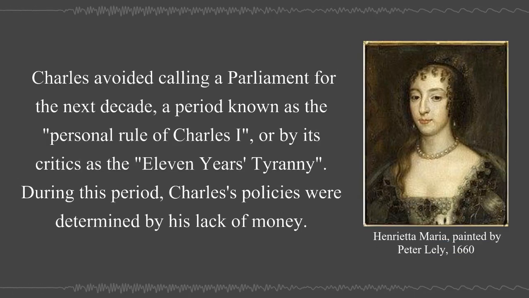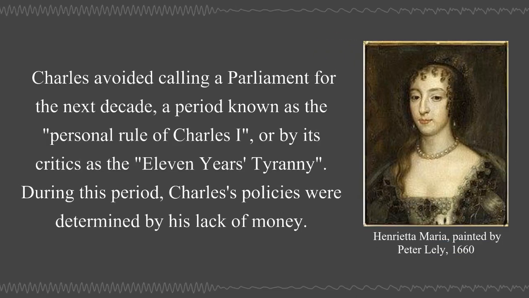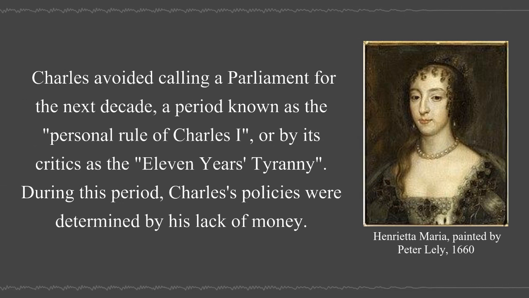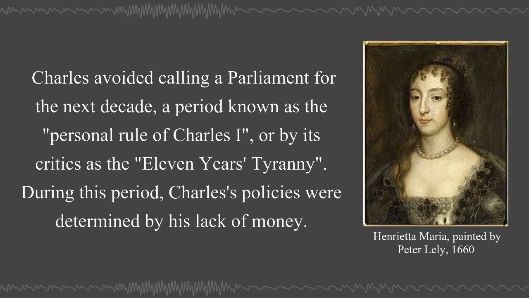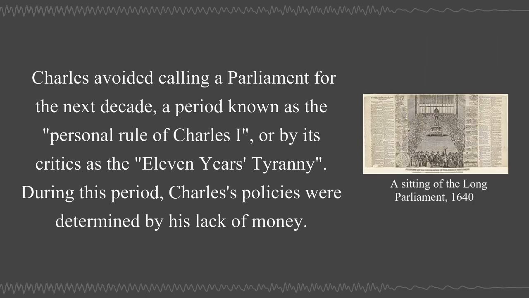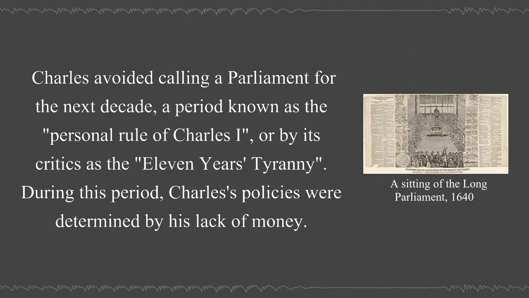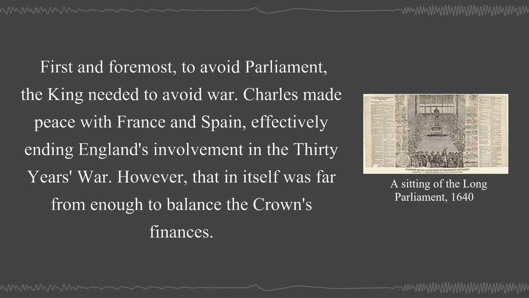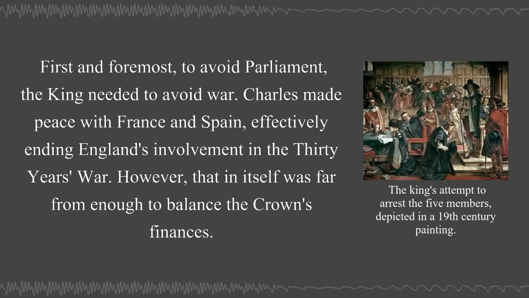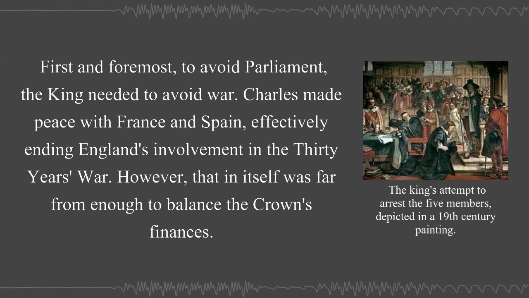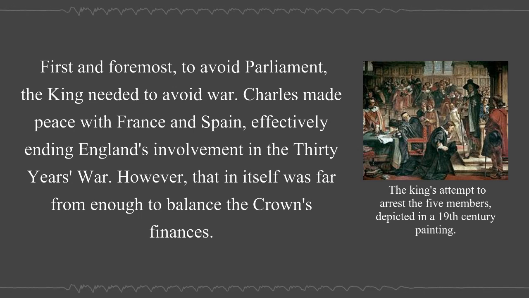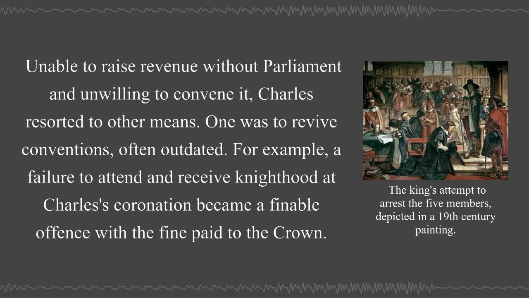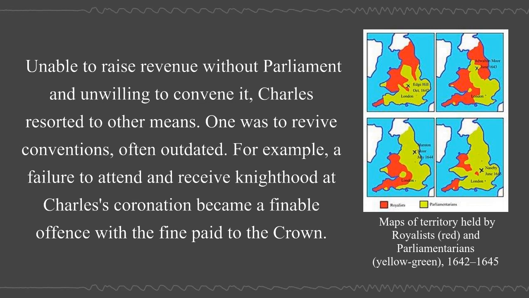Charles avoided calling a parliament for the next decade, a period known as the personal rule of Charles I, or by its critics as the Eleven Years' Tyranny. During this period, Charles's policies were determined by his lack of money. First and foremost, to avoid Parliament, the king needed to avoid war. Charles made peace with France and Spain, effectively ending England's involvement in the Thirty Years' War. However, that in itself was far from enough to balance the crown's finances. Unable to raise revenue without Parliament and unwilling to convene it, Charles resorted to other means.